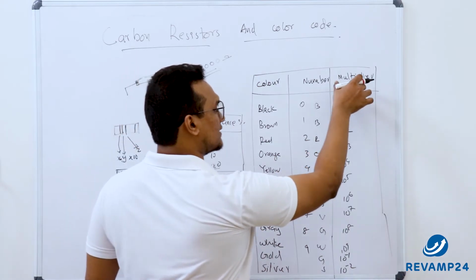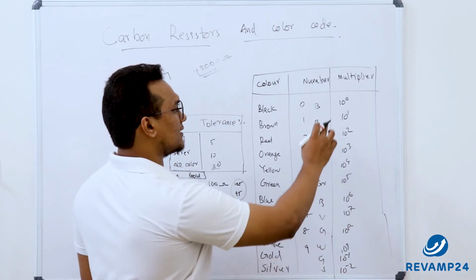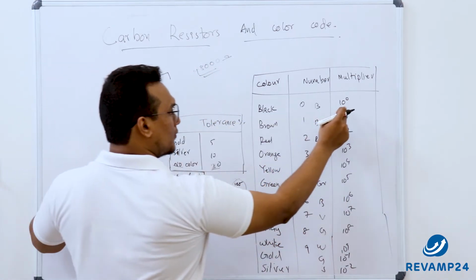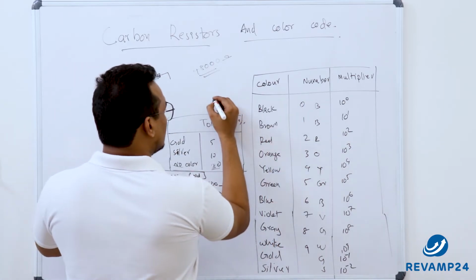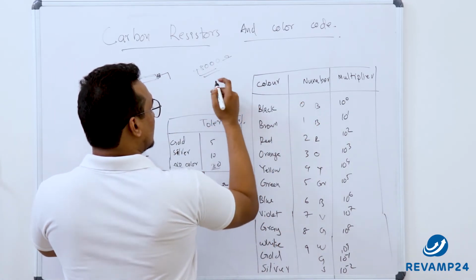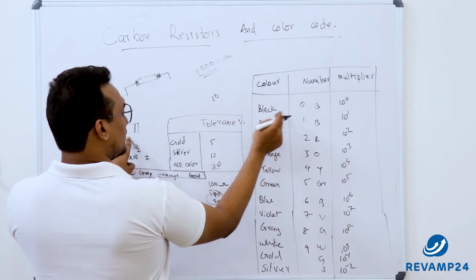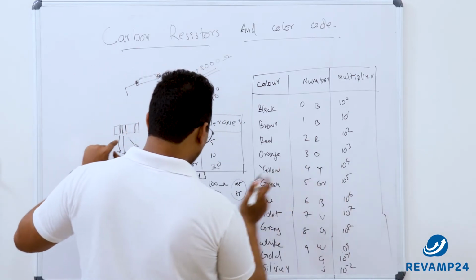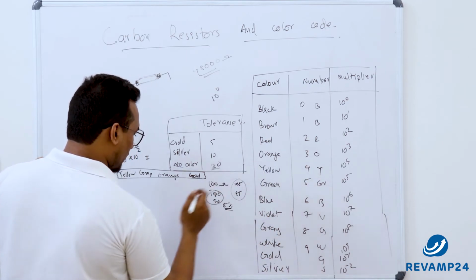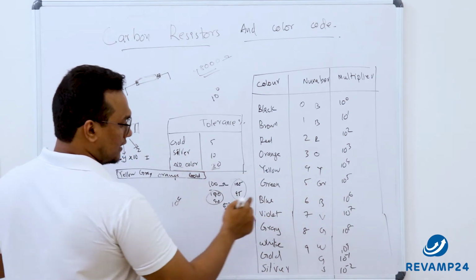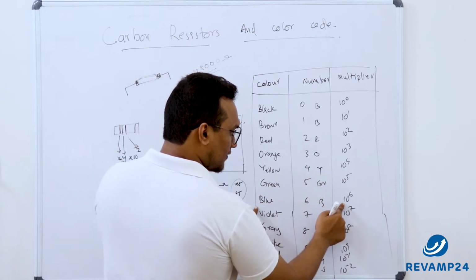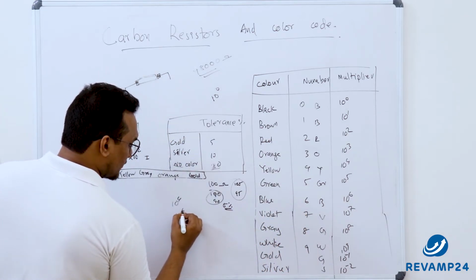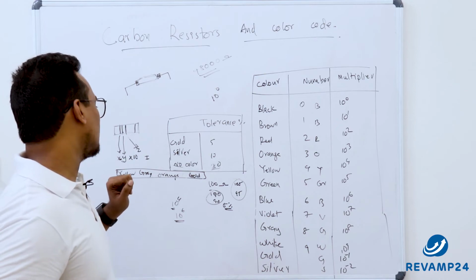Now you don't actually need to memorize this table for the multiplier. It is nothing but 10 power. If the third color is black, it is 0, so 10 power 0. If it is yellow, instead of memorizing 10 power 4, take yellow from this table as 4, so it is 10 power 4. If it is blue, just learn this column: 6, so raise the power of 10 to 6. I hope it is very clear.